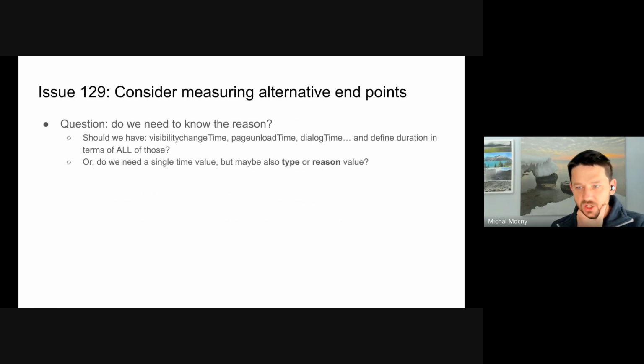I think it would be sufficient to have these timings and to know the duration and why it is defined the way it is. But I've heard requests from some folks to say, maybe we need to know the specific reason we're falling back. Like maybe you need a visibility change time and a page unload time and a dialogue time, and event timing would expose the specific name. Or maybe we would have a reason value, like there'd be a render time or an alternative render time, but then you'd have a reason why we use this alternative. I don't personally think this is necessary, but I wanted to at least be transparent that some folks have asked.